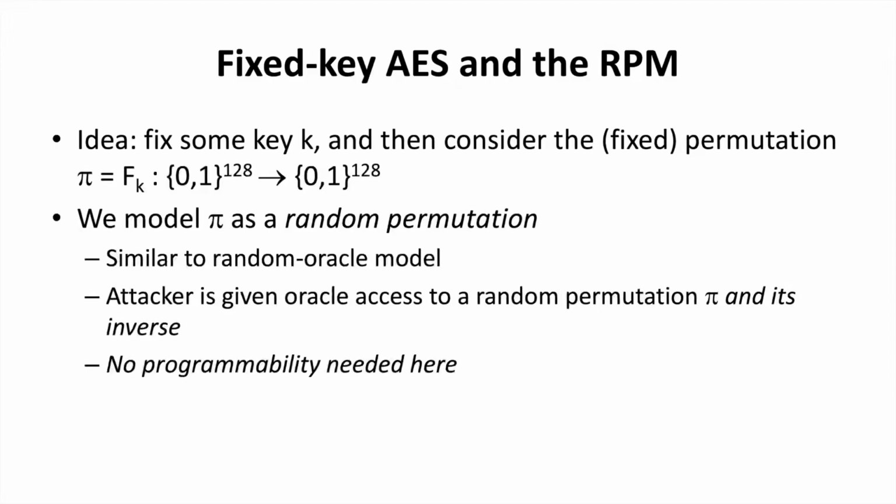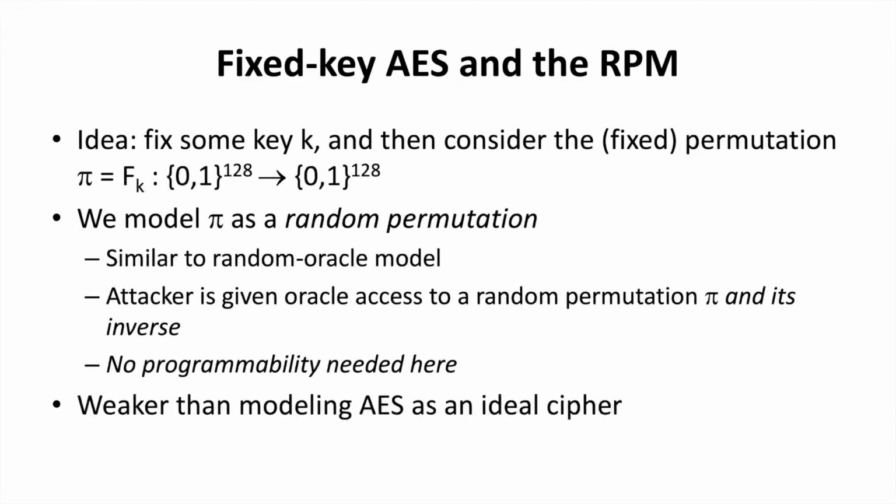out to be enough. Note that one can also model AES as an ideal cipher, which essentially means that every key of AES is a random permutation. Note that this is a stronger version than the random permutation model, because we only need to assume a certain fixed key in AES is a random permutation.